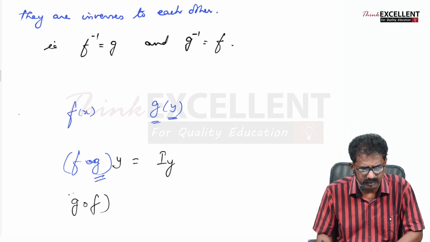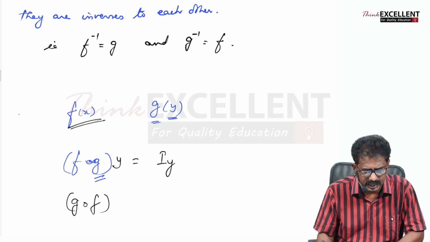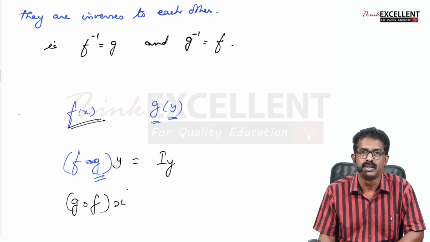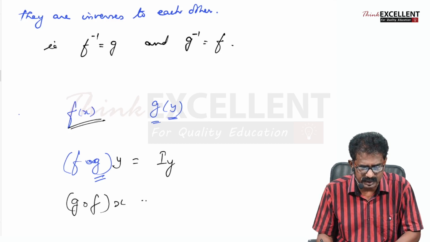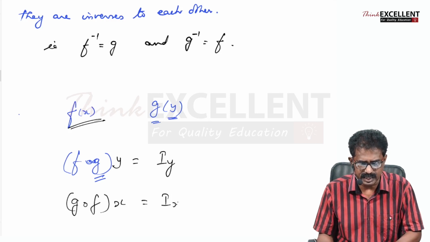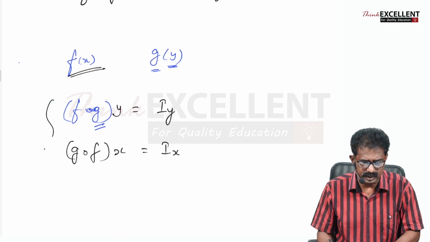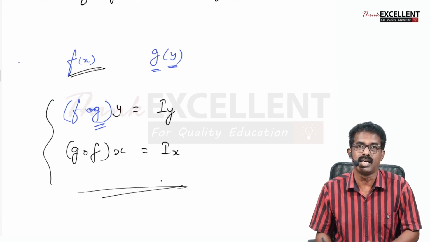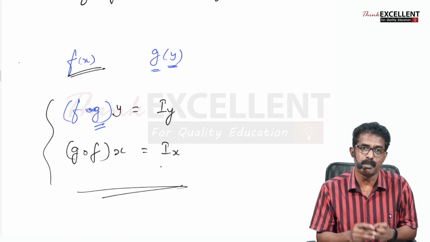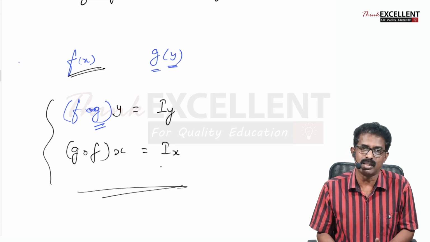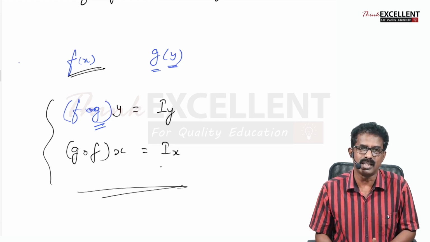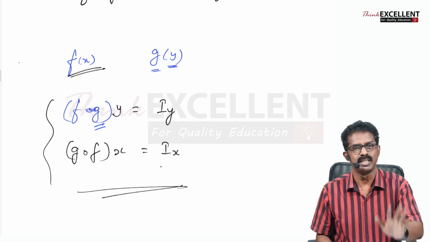G composition F. So F means it is a function of what? X. So outside you should write x. G composition F of x is x. That is Ix, identity function of x. That is actually x only. If these two conditions are satisfied, then you can say both F and G are bijections. F is invertible, they are inverses of each other. Any question of this type, this is what you have to prove.